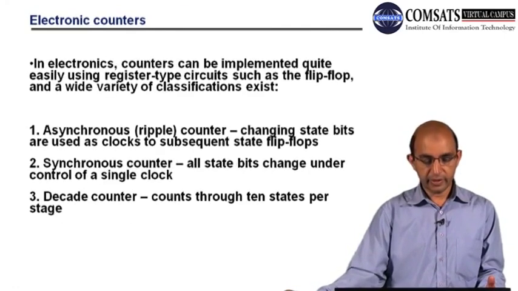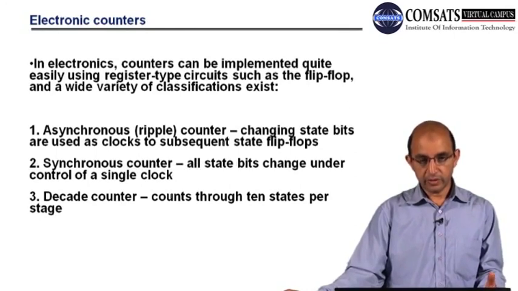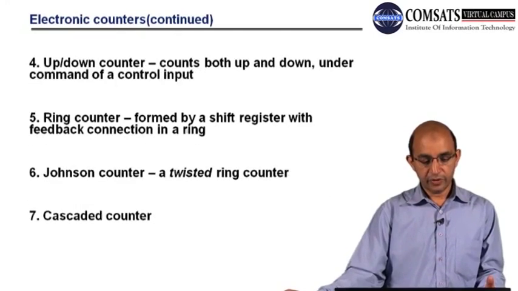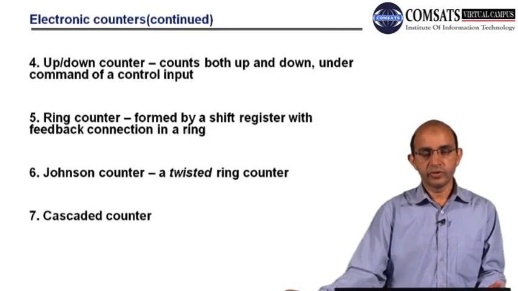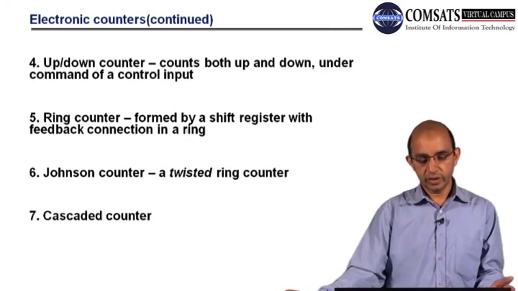So here you can see that we have the asynchronous ripple counter, then the synchronous counter, and we can also have a decade counter. Decade means that it counts through ten states per stage. And we can also have an up-down counter. We can construct a counter that can count up, starting from 000, and that can also count down starting from 111, if we have, for example, 3 bits. We can count down from 111 till 0 in the reverse order.